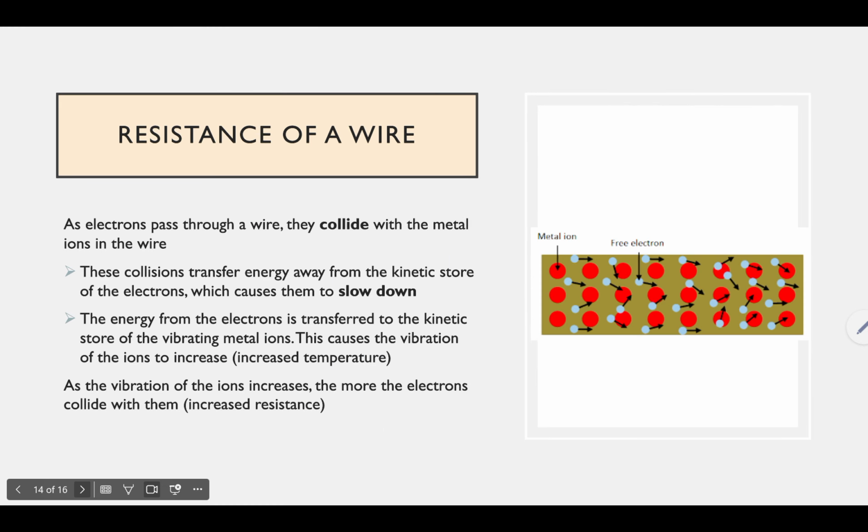As for the wire, as the electrons are passing through, they collide with the metal ions in the wire, and this transfers energy away from the kinetic store of the electrons, making them slow down. That's why we said wires have their own resistance. The energy from the electrons is transferred to the kinetic store of the vibrating metal ions, causing the vibration to increase, causing the temperature to increase, and therefore heat is lost and the current becomes less.